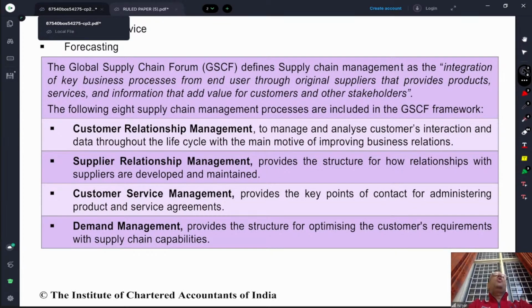Not only to the customer that add value, write it like this: that add value to the customer, and also for other stakeholders. Okay beta, now write in the next line: there are total of 8 key business process. There are total of 8 key business process. Underline the 8, and also underline the original word that we wrote above, underline the word original.